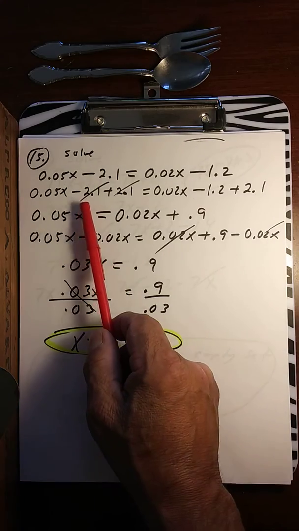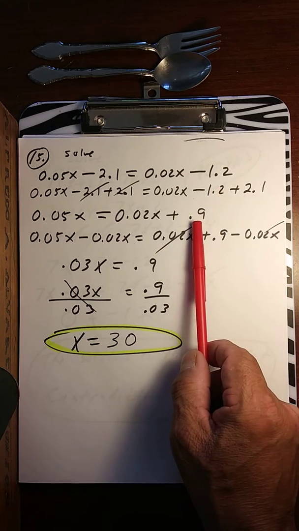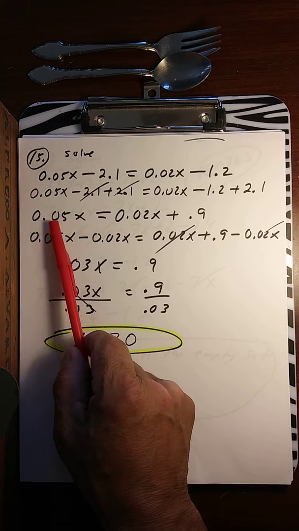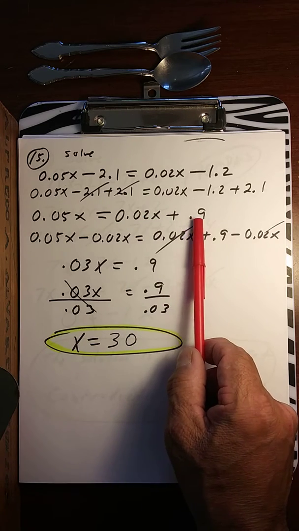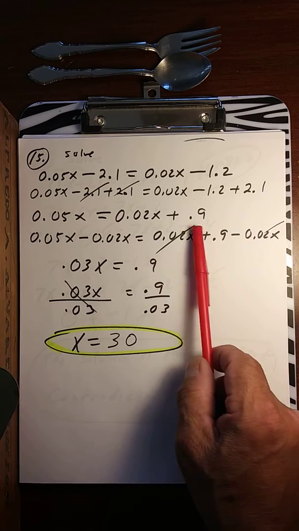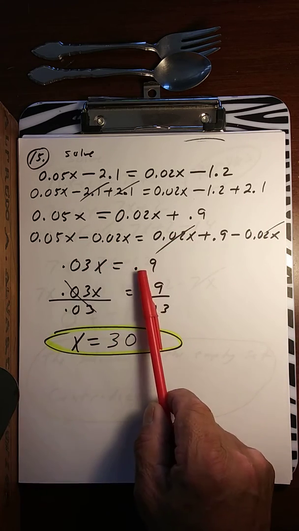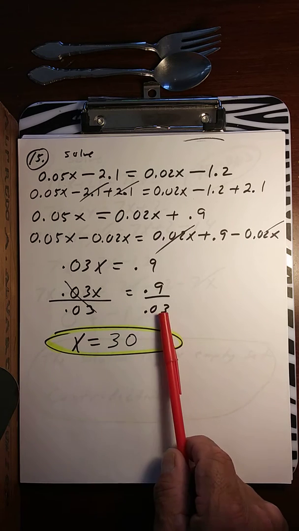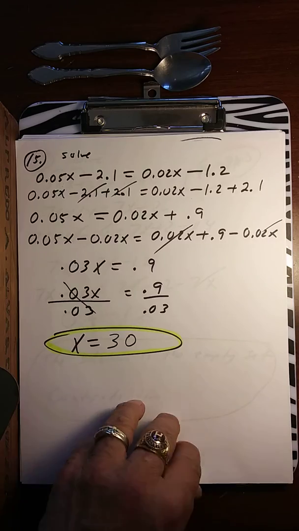Decimals. So add 2.1, add 2.1, these are gone. So this and this is going to be 0.9. And we have 0.05x equals 0.02x plus 0.9. Minus 0.02x, minus 0.02x, these are gone. So we have 0.03x equals 0.9. Divide by 0.03, 0.03. Use your calculator, you're going to get 30.